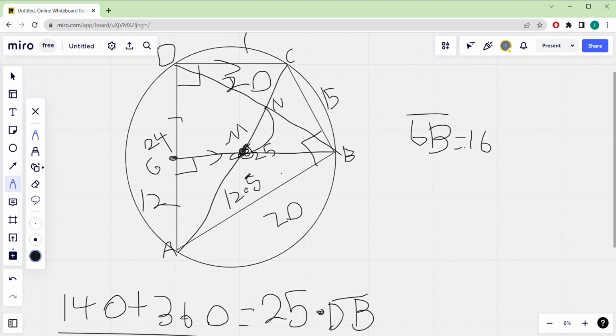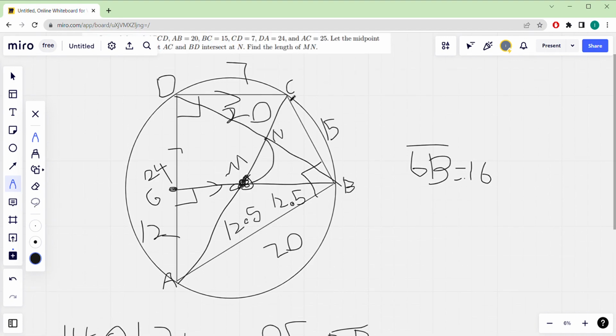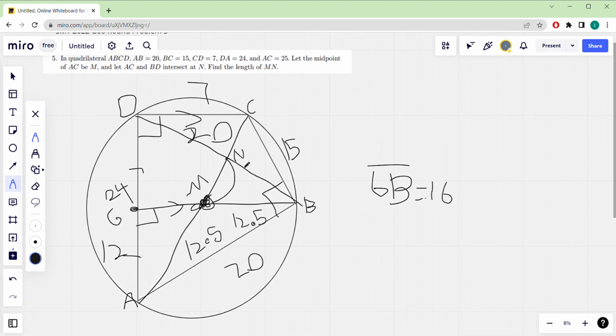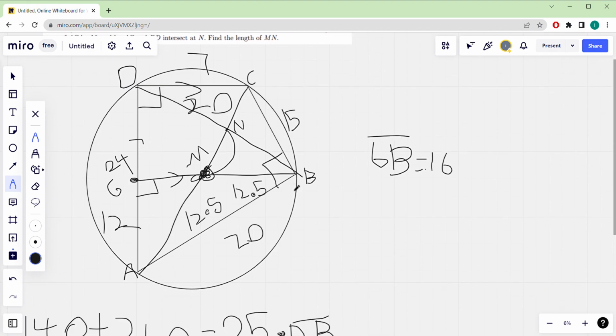But we only want to know if we know, but we know that MB is a radius because it passes through the center. So MB is 12.5. I'm gonna clear this up. Okay. And since MB is 12.5, and we know that DC is 7, we know that the similarity ratio between triangle DCN and triangle NMB is 7 over 12.5.